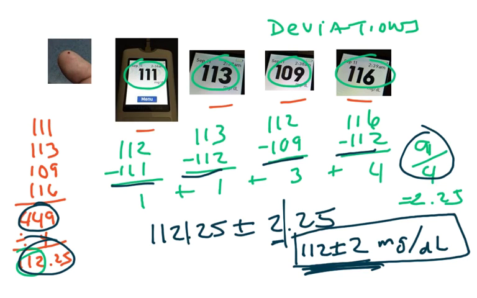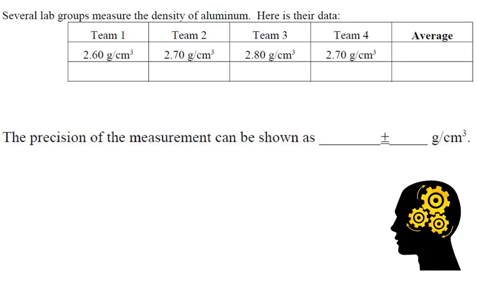Now go ahead and practice. Here's a problem from one of our worksheets. Just look this over. You want to take these 4 data values and figure out how you are going to report that. Average plus or minus the average deviation. So take a minute and try that, then we'll go over the answer.